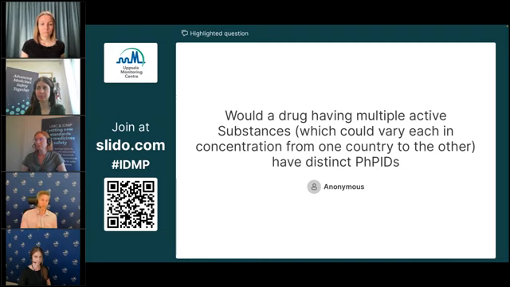But then if you add other levels, like you have the strength level on the level 2, so if you have 5 milligrams of substance A and 5 of B, and then you have 10 milligrams in the second one and 5 of the other one, then the PhPID level 2 would be different, and then also level 4. So it depends a bit how you look at this, but basically, if they're similar in strength, dosage, substances, they would have the same PhPIDs. Mm-hmm. Thanks.